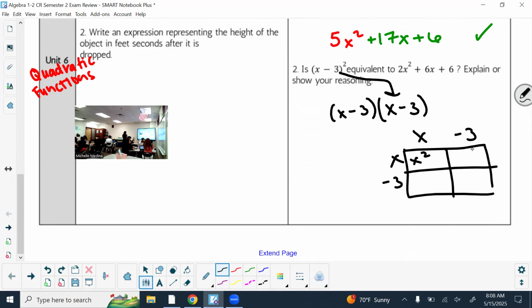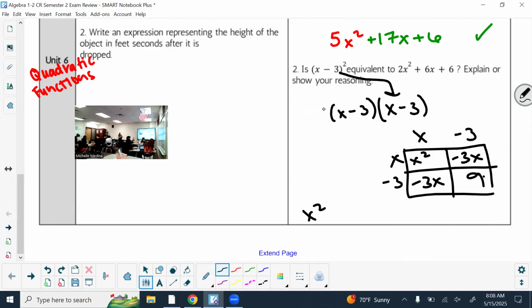In the second box, it says... In this one. And in this box, a positive 9. And then when you combine like terms, I get x squared, and already from there, I'm seeing that it's not going to create a 2x squared when I multiply, so your answer should be no.